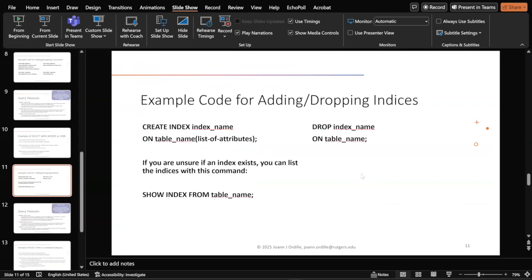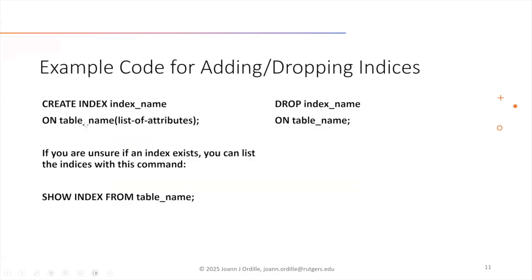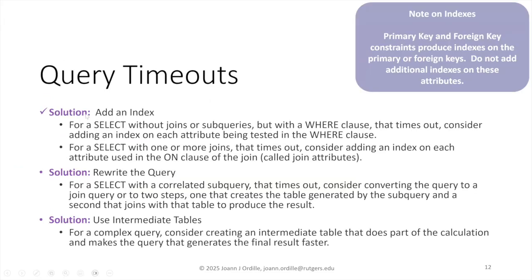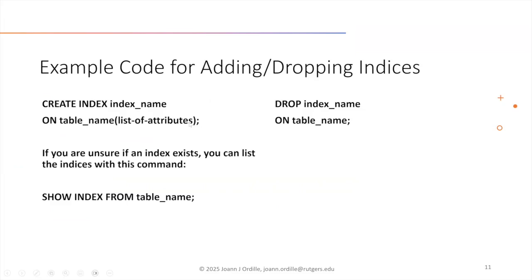Okay, so if you need to create an index, rather than just add a primary or foreign key, the command to create an index is create index name. So maybe you call it name underscore IDX on the table, and the attribute in parentheses that you want to index, or a list of them if there's more than one. Okay. If you want to drop an index, you can just drop the index on the table name. You can also show all the indices from the table using this command.